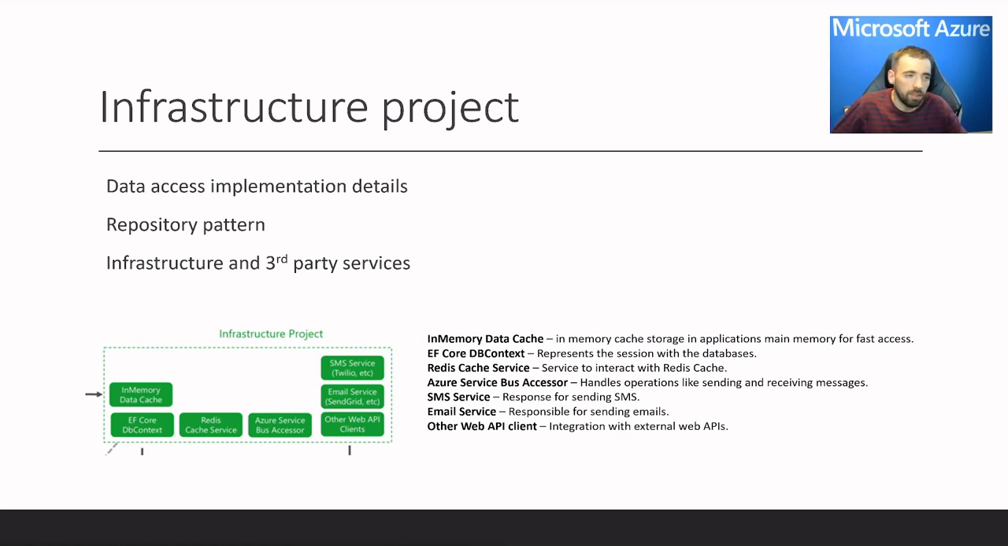So then the next project is the infrastructure project. We've got the UI layer referencing the application core. In there is abstractions for infrastructure services. The infrastructure project is what then has the code for implementing those services. Examples include SMS, email, calls to external APIs, the Entity Framework database context, and data access for implementation details, or the repository pattern, if that's what we're using, would be implemented in the infrastructure project.